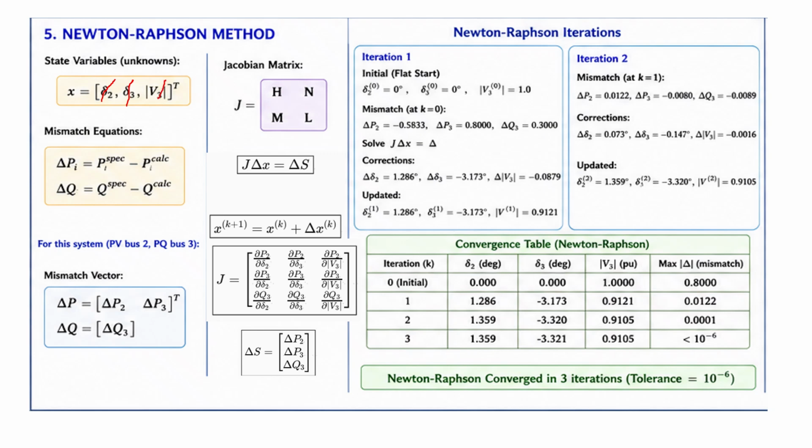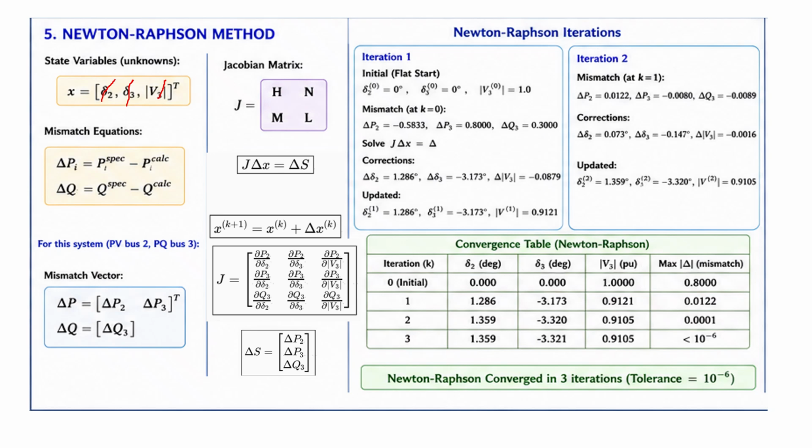So considering this state variable and taking the 3 specified parameters as a mismatch equation, specifically for a PV bus, we have specified power and voltage. So we consider the magnitude of P at bus 2 as specified, and it should remain constant. So the mismatch is obtained by taking the difference between specified and calculated.